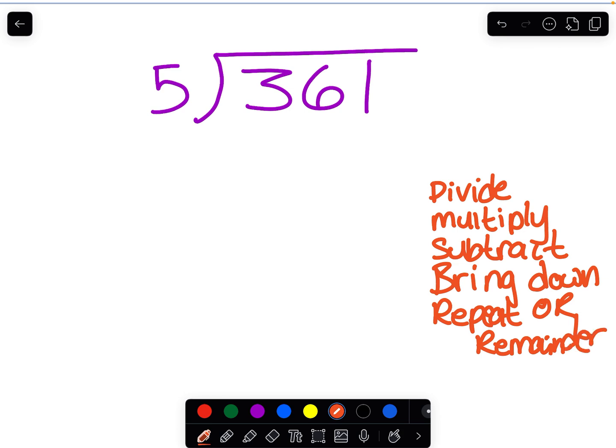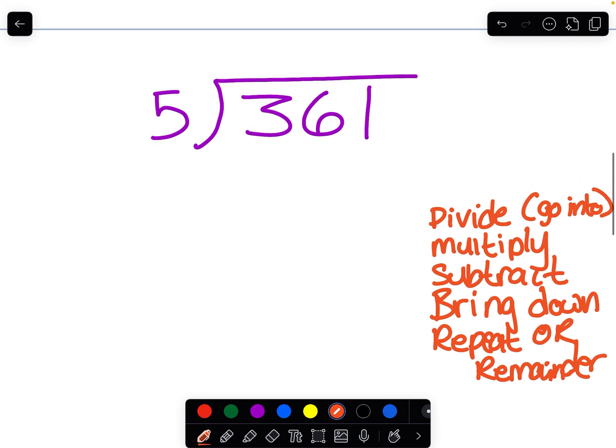Now that's a lot of steps. Divide, multiply, subtract, bring down. And you might be saying to yourself, I don't even know what that means. Another way to think of divide is, I tell my students, it can also mean go into. Let's go through these steps one by one. And again, it's a lot to take in, but we're going to practice. At least in my class, we're going to practice a lot.